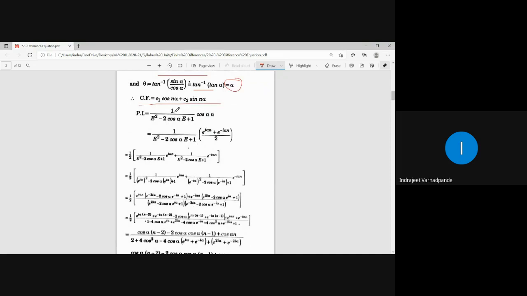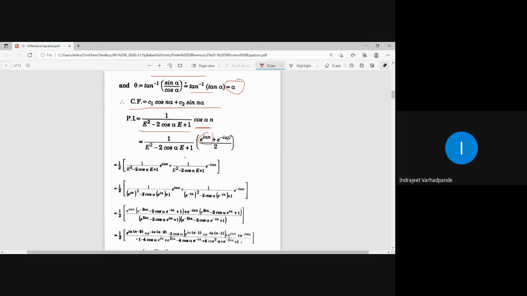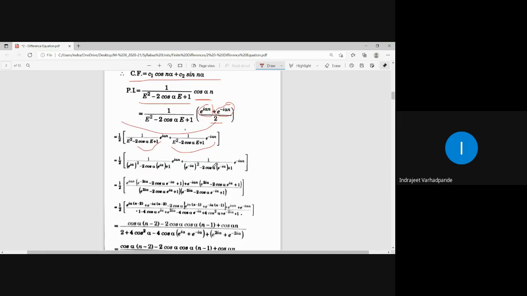Now in the RHS, we have cos alpha n. Case number 2 is applicable. So PI is equal to 1 upon phi of E operated on cos alpha n. And in cos alpha n, what is done? e to the power i alpha n plus e to the power minus i alpha n upon 2, 1 by 2 common. Individual term में substitution होगा. Here a is equal to e to the power i alpha, so every E will be replaced by e to the power i alpha. Here every E will be replaced by e to the power minus i alpha.